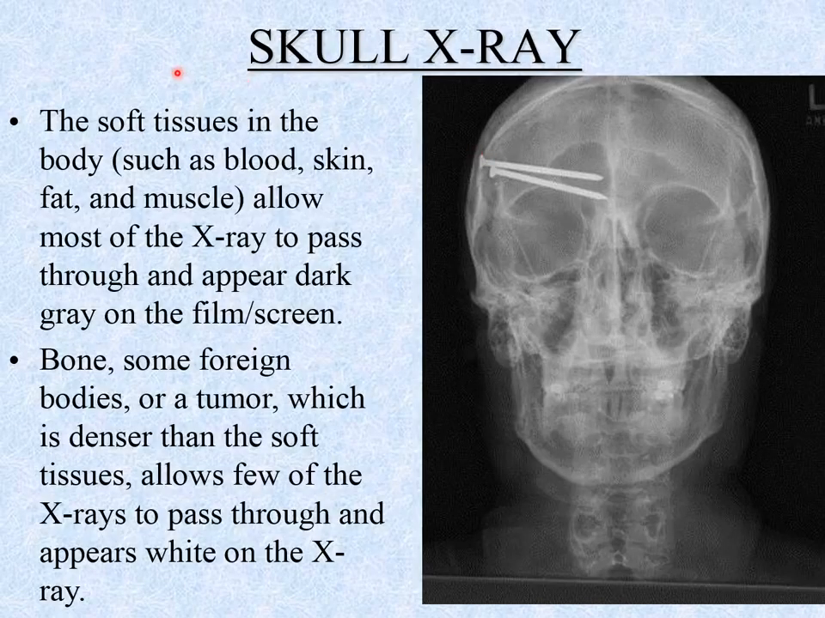In a skull X-ray, soft tissues in the body, blood, skin, fat, and muscle, allow X-rays to come through, and they appear dark. But bone or foreign bodies, as with these nails shot from a nail gun, or a tumor, which is much denser, may absorb the X-rays, and they'll be seen as white.